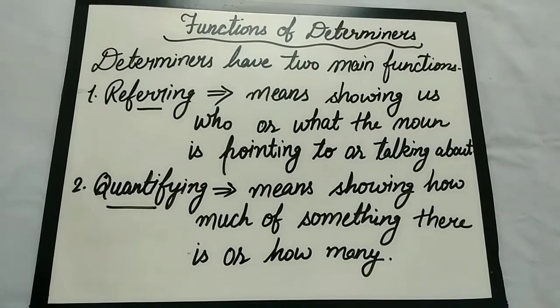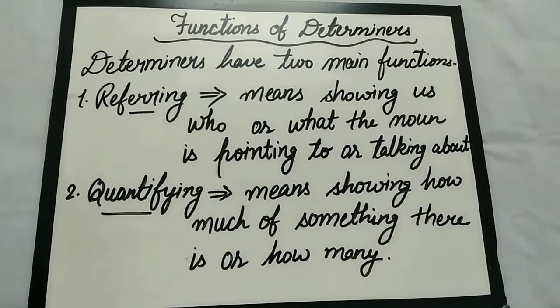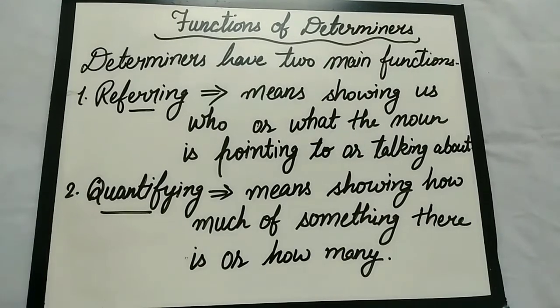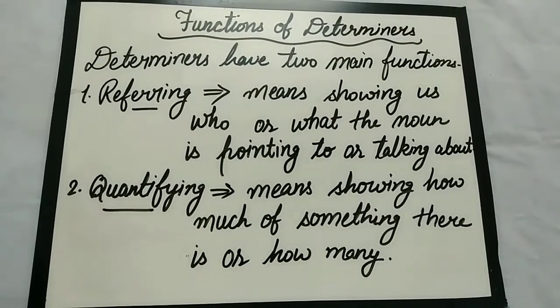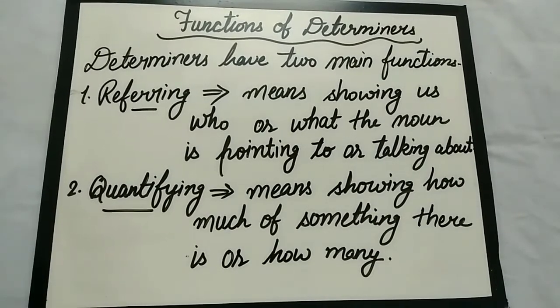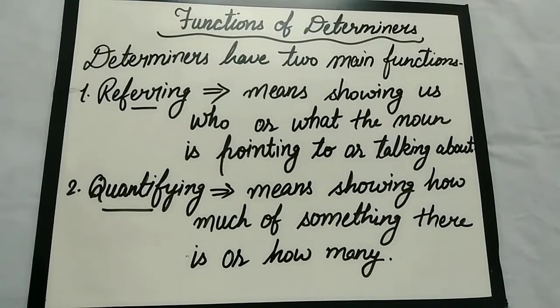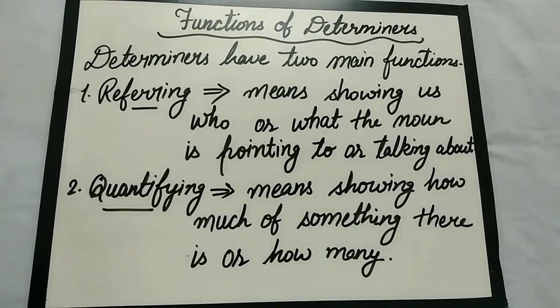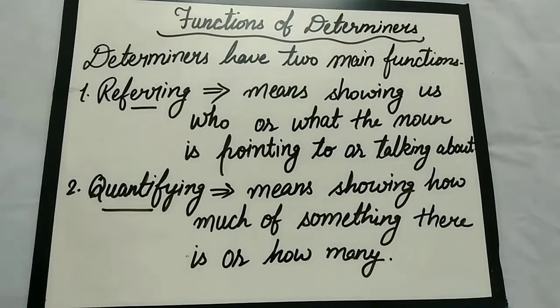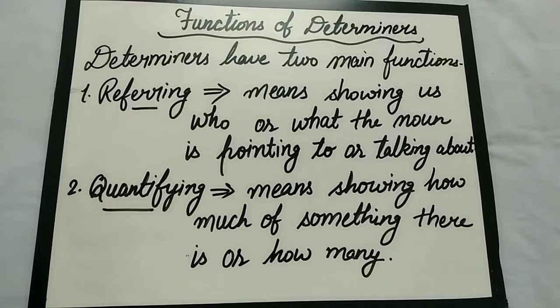So now we are going to read about the functions of determiners. Determiners have usually two main functions. The first one is referring and another is quantifying. Referring means showing us who or what the noun is pointing to or talking about. For example, if I ask a question, have you seen my bag? In this question, the word my is pointing out the bag that belongs to me.